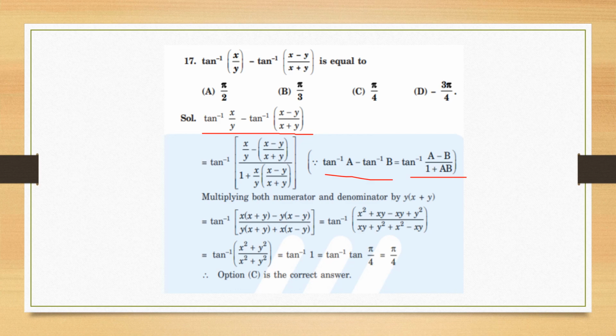Now take the LCM inside. After solution and cancellation, I'll get tan inverse (x square plus y square) upon (x square plus y square), that is tan inverse 1. So 1 is tan pi by 4. So tan inverse tan pi by 4 will give me the value pi by 4. So that means option number C is the correct option.